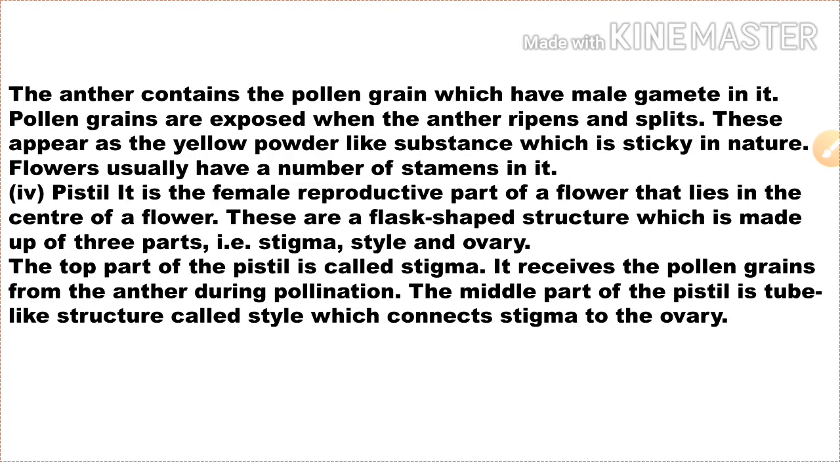Next one, pistil. It is the female reproductive part of a flower that lies in the center of a flower. It is a flask-shaped structure which is made up of three parts, that is stigma, style and ovary. The top part of the pistil is called stigma and it receives the pollen grains from the anther during pollination. The middle part of the pistil is a tube-like structure called style, which connects the stigma to the ovary.